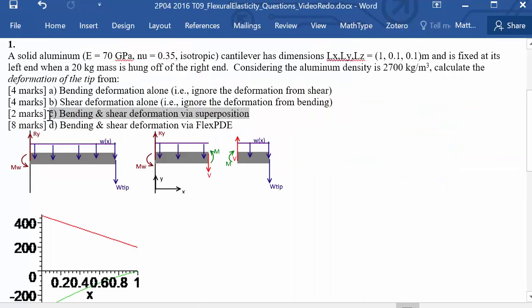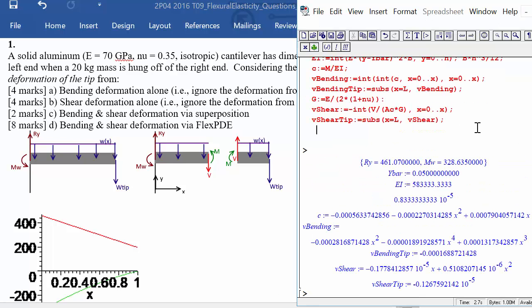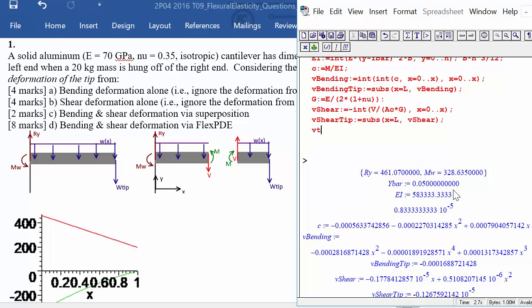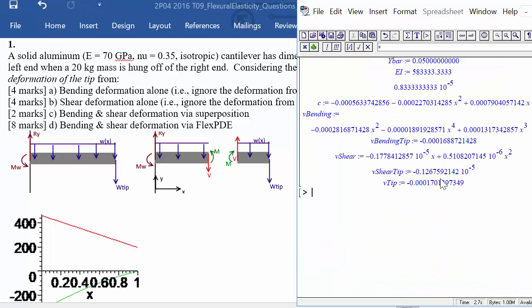To figure out what the total is from superposition, that just means acknowledging, hey, wait a minute, these are both linear phenomena. So the total bending, maybe V tip would be equal to V shear tip plus V bending tip. Okay, and in total, it's basically the same as just the bending one. So we can ignore the shear deformation and not be too far off for a beam with this kind of aspect ratio.